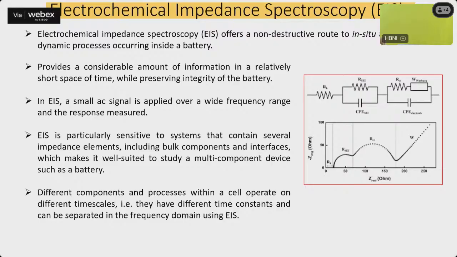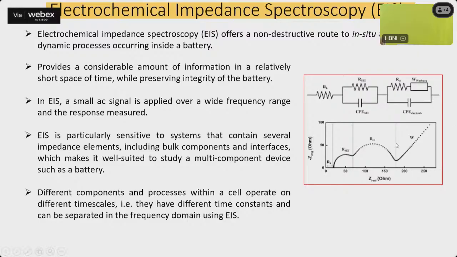So you can have bulk components and interfaces, which makes it very well suited to study a multi-component device such as a battery. And understand that different components and processes within a cell operate on different time scales. So they have different time constants, and these can be separated in the frequency domain using electrochemical impedance spectroscopy.